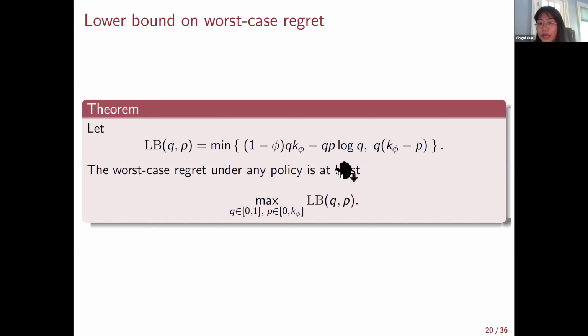So if the regulator constrains the revenue too much, the firm would lose from underproduction. If he offers to subsidize a lot, he would lose from overproduction. So this holds for every Q, P. So the worst case regret is at least the maximum of this lower bound function across all the Q and all the P in this market.